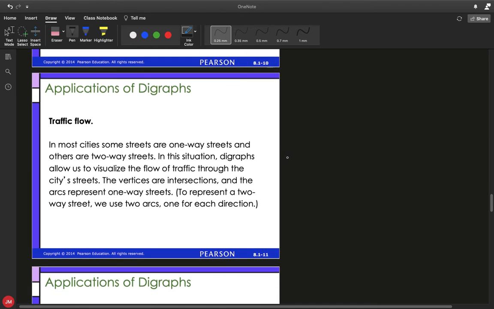Well, one application is traffic flow. If you think about it, there are different streets, one-way streets and two-way streets, that we could use a digraph to represent. Obviously, for a one-way street, we would have intersections at the vertices. So maybe this is one intersection A, and here's another intersection B. If it's a one-way street, we would just draw a single arc going from A to B. If it was a two-way street, meaning you could drive both directions on that road, then you would have another arc going from B to A.